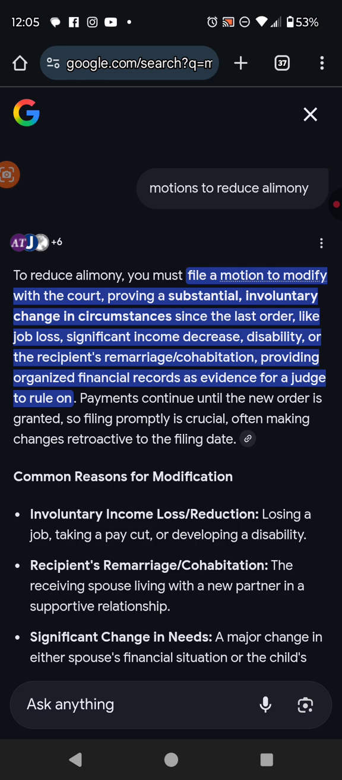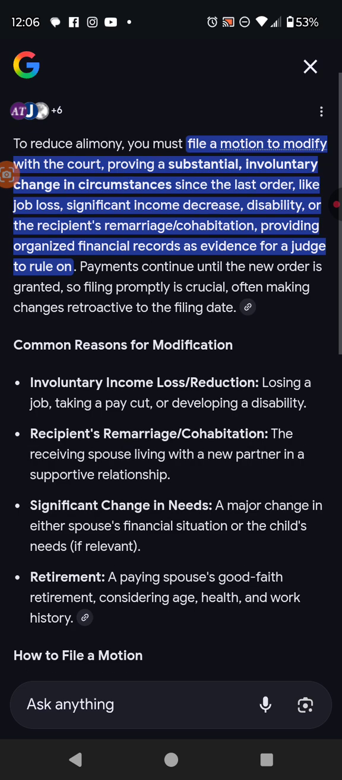Provide organized financial records as evidence for a judge to rule on. And this guy is fastidious about his finances, so I'm quite sure he has all that in order. Mr. Ritchie, I remember him being quite accurate about his taxes and such.